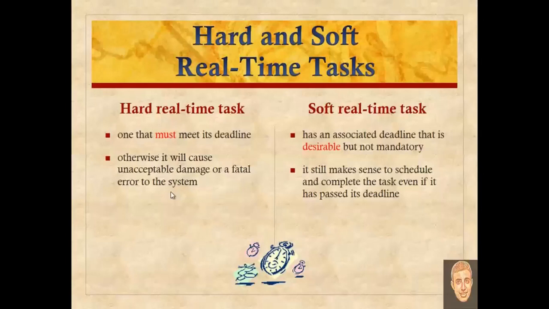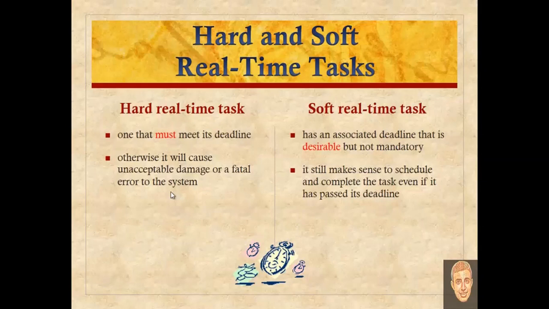There are types of real-time operating system. First is hard and second is soft. Just read out the slide. Hard real-time task, one that must meet its deadline. It means we have a deadline and we have to follow it. The operating system follows the deadline. Otherwise, if the deadline is not followed, it will cause unacceptable damage or a fatal error to the system. Some serious issue may happen. There may be a crash. Anything could happen.